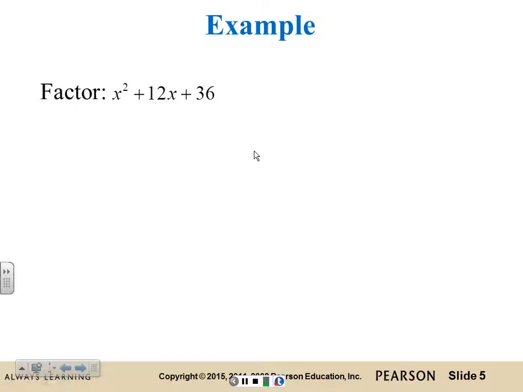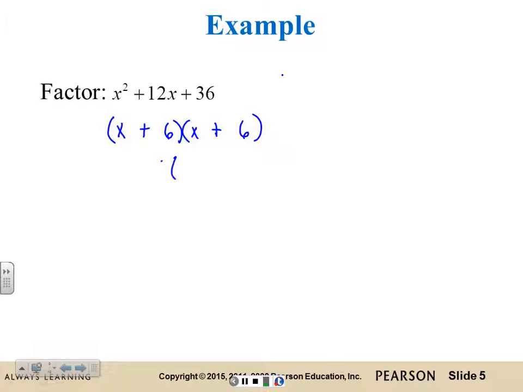Alright, so let's look at this one. We're going to do x squared plus 12x plus 36. I know that I can take the square root of x squared and get x. I know I can take the square root of 36 and get 6. But if I multiply 6 times x and get 6x and double it, I will get the 12x. So this will factor. And since these two are going to be the same, your perfect square trinomials will always factor into 2 identical binomials. Identical, same sign and everything.